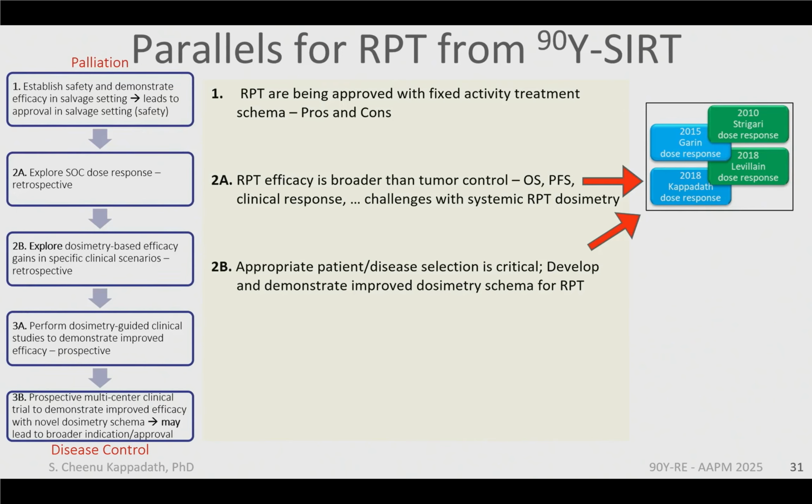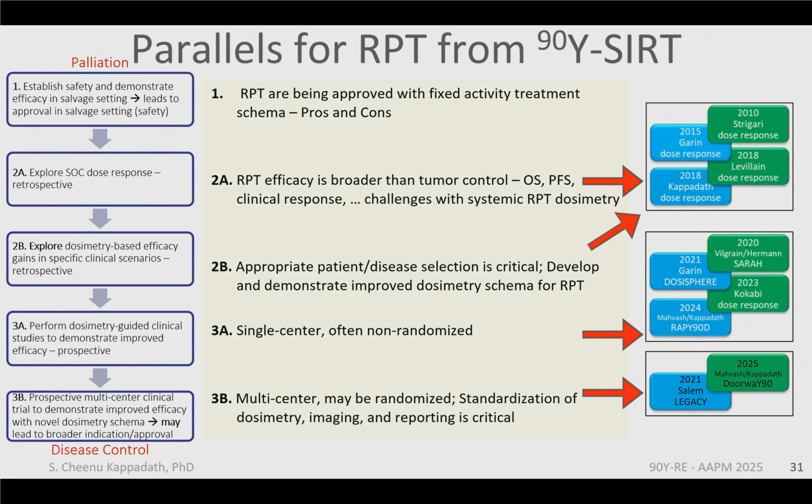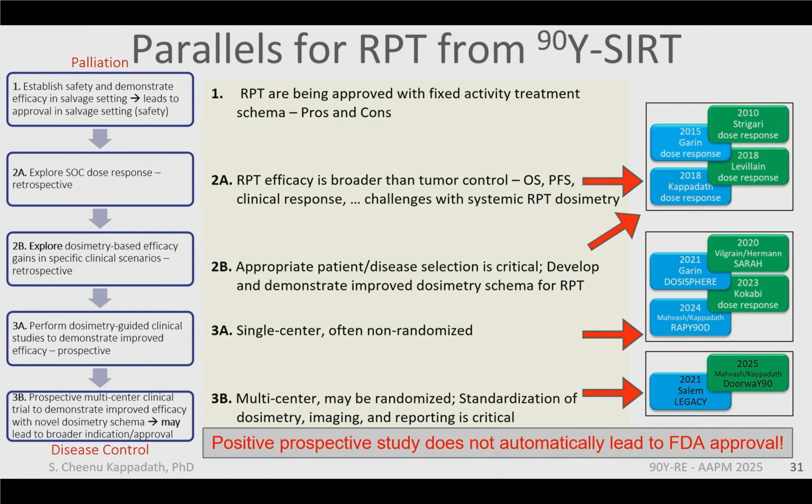These tend to be non-randomized, but it is a way to show that the signal is real. You know, it could be a 10, 20 patient study. And then once those get mature, then you want to do a multi-center study where you have standardized the imaging, the dosimetry, and response assessment to really flesh it out. And even then, I just want to point out, there is no guarantee. Okay? You could have a positive prospective study, but that does not automatically mean FDA approval. Those require additional steps.